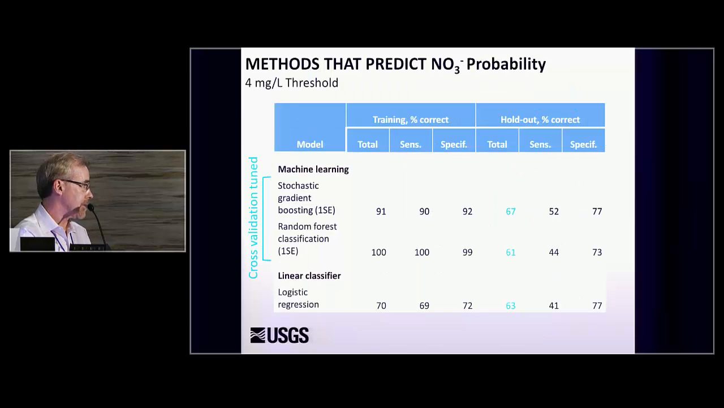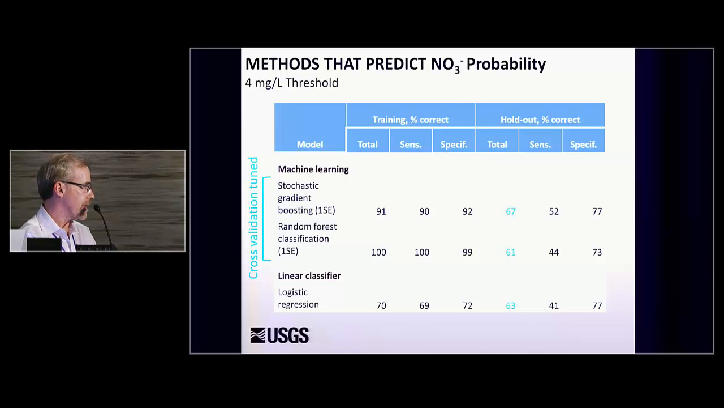We also did this for our probability models, but now we're not looking at R squares. We're looking at things like total percent correct of samples exceeding some threshold. In this case, it's 4 milligrams per liter of nitrate. Sensitivity is the ability of the model to predict true positives, and specificity, same thing for true negatives.